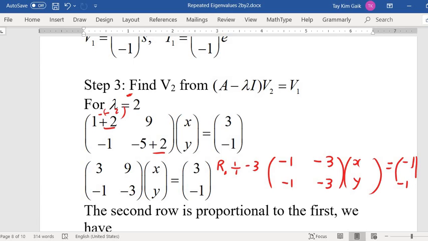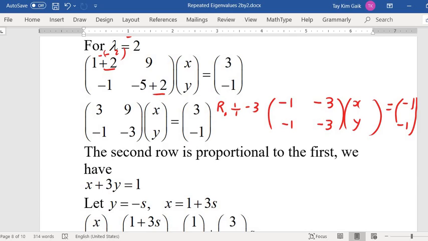So you can see that both equations reduce to the same equation. To eliminate the negatives, we can multiply both sides by negative 1, so you get 1, 3 times (x, y) equal to 1. Because these two rows are actually the same, the negative on the right becomes positive. So x plus 3y equal to positive 1.